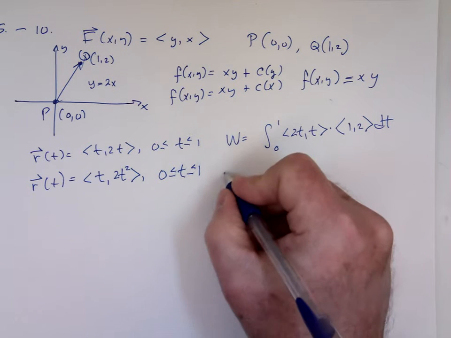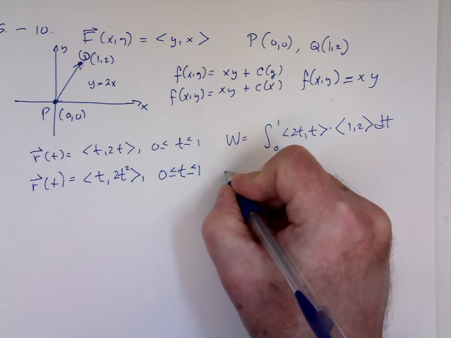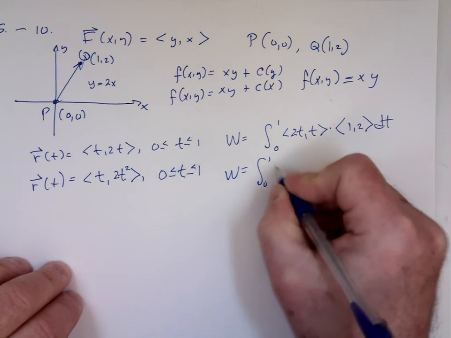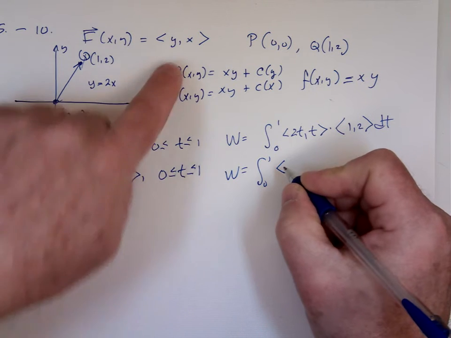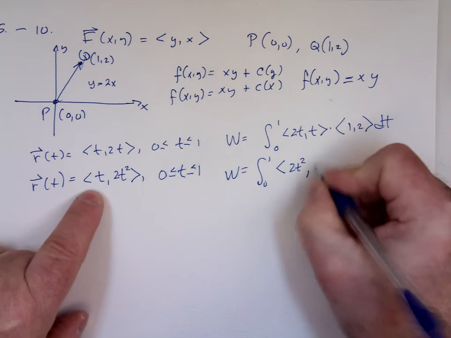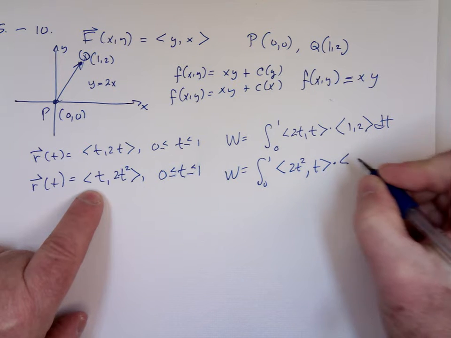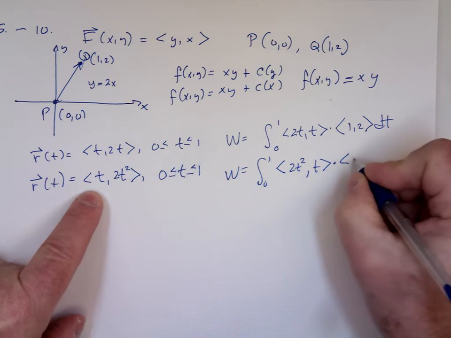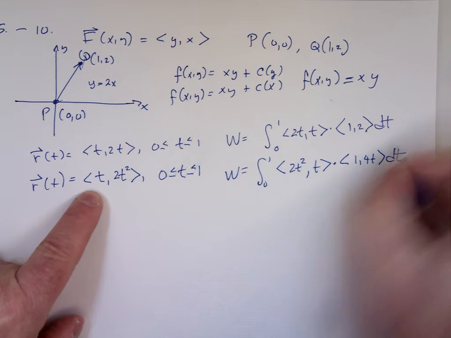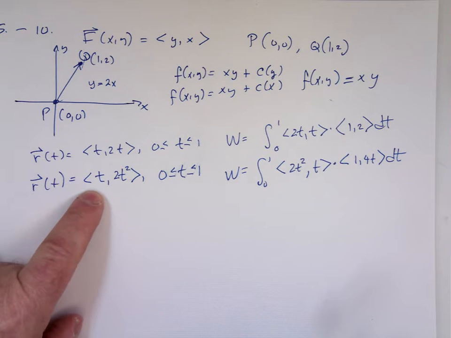The work integral, 0 to 1. Now it's y, x, r prime. Get a different looking integral, but as we know, the results will be the same.